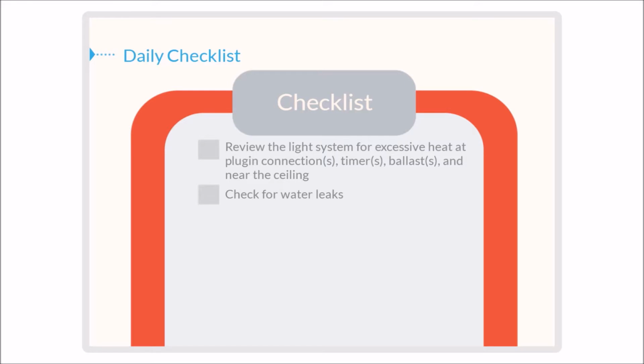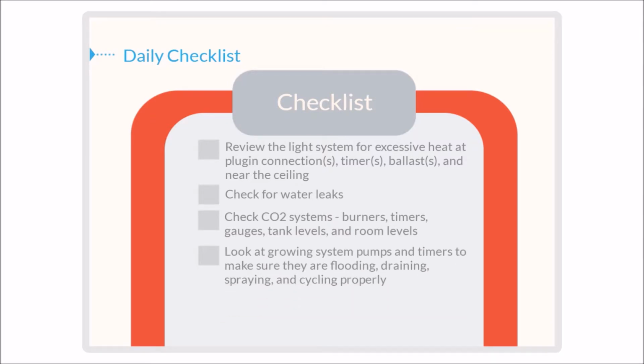Check CO2 systems, burners, timers, gauges, tank levels, and room levels. Look at growing system pumps and timers to make sure they are flooding, draining, spraying, and cycling properly. Clean up, clean up, clean up.